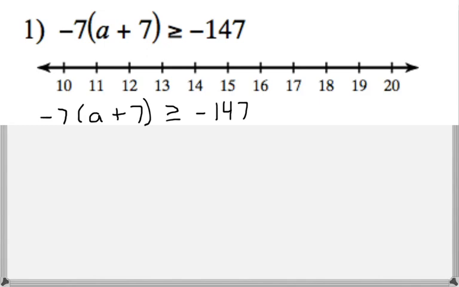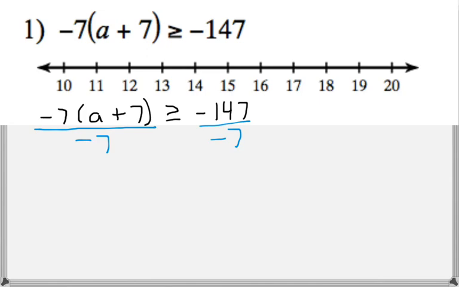Here we have negative 7 times, in parentheses, a plus 7 is greater than or equal to negative 147. When we look at this, we want to get the a by itself. So the variable we are trying to get by itself is the a. Right now, it's inside parentheses, and we have this 7 right here that is preventing it from being by itself. So how do we undo multiplication? We would need to divide both sides by that negative 7.